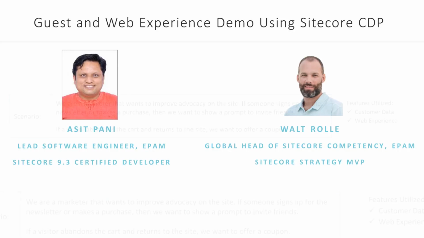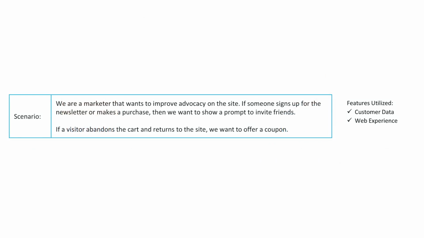The scenario here is we're a marketer that wants to improve advocacy on the site. If somebody signs up for the newsletter or makes a purchase, then we want to prompt them to invite friends. So we'll be showing evaluating that logic and showing the right prompt. And then we'll also do an abandoned cart scenario. If somebody comes back to the site after abandoning the cart, we want to offer a coupon to see if we can get them to complete that sale. The primary features we'll be utilizing will be the customer data area where the guests are and the web experience.